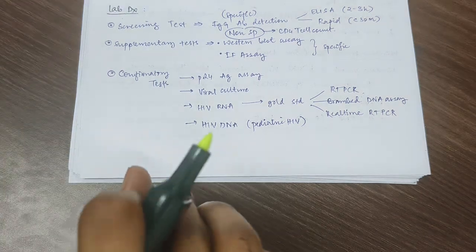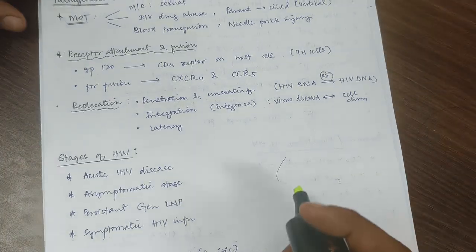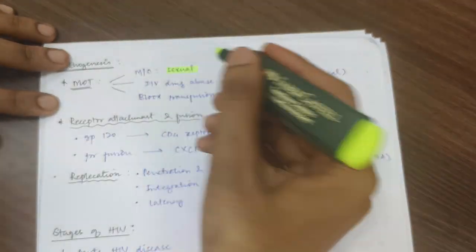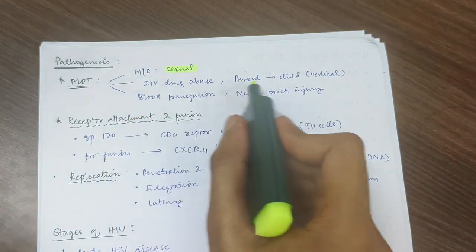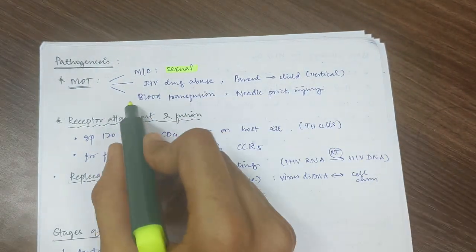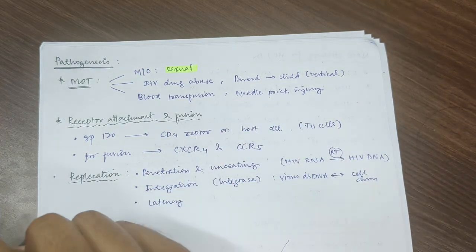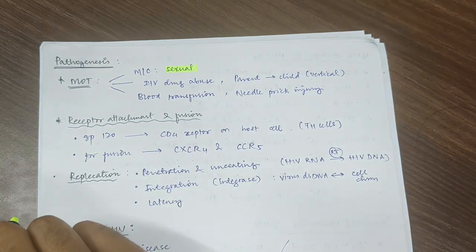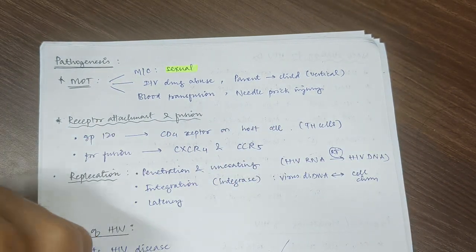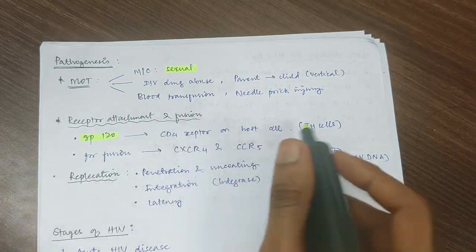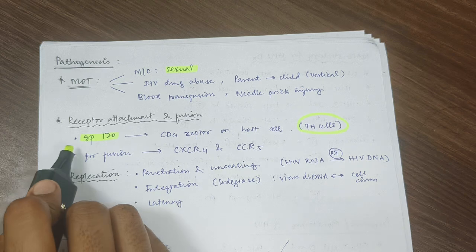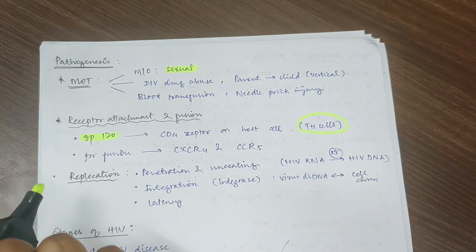Next, we will be dealing with pathogenesis. Coming to the mode of transmission of HIV, most commonly it is sexual. Coming to the others, it is IV drug abuse, parent to child, that is vertical transmission, blood transfusion and needle prick injury. Receptor attachment and fusion is by GP120. The CD4 receptors on the host cell, that is the TH cells, are attached by the GP120 of HIV.